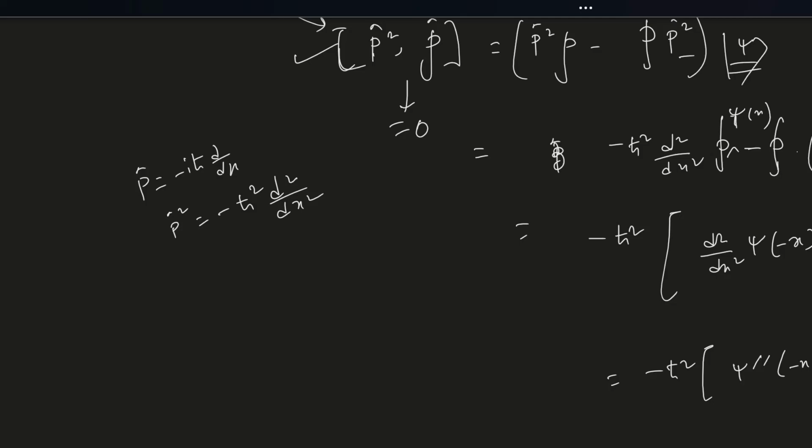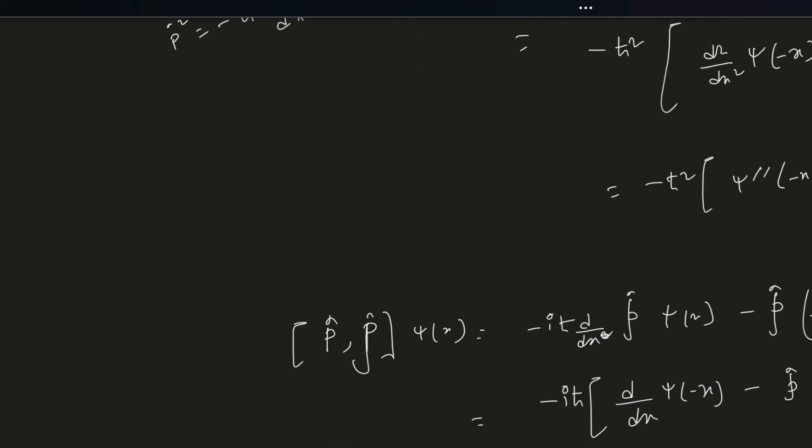So if it operates on psi x, let's say, that means minus i h cut d dx parity operator on psi x, minus parity operator minus i h cut d dx on psi x. So minus i h cut you take common, and then it's d dx of psi of minus x minus the parity operator on psi prime of x. So it gives you psi prime. Okay, let me check.